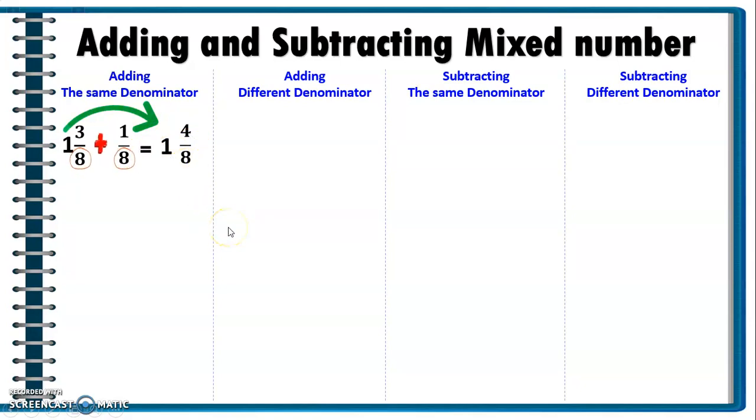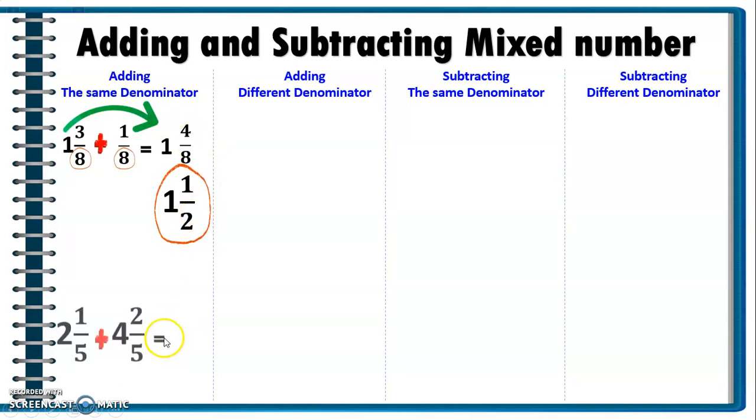Again, kids, always remember, if you have a mixed number, always reduce it to the lowest terms, which is 1 and 1 over 2. If you answer this one, is it correct? Yes, it is. When you answer this one, is it correct too? Yes, it is.